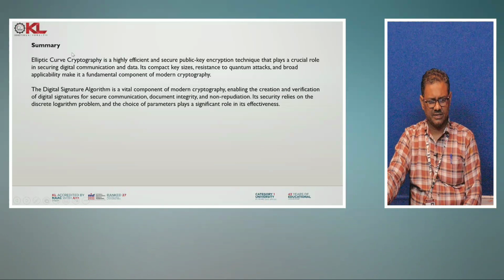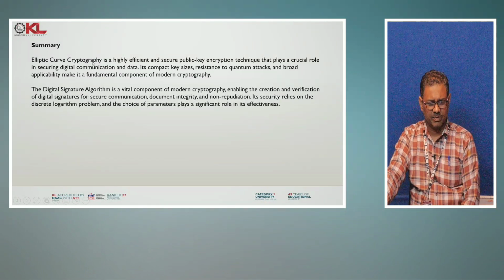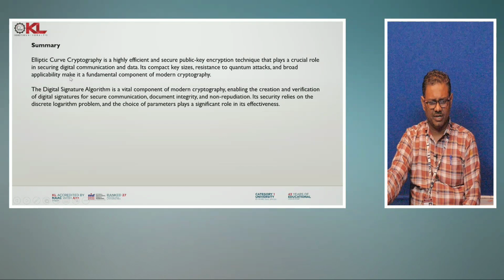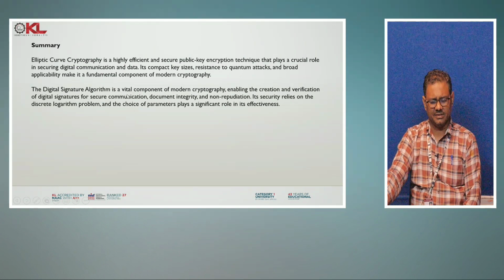Summary. Here also we are discussing two things: elliptic curve cryptography as well as the digital signature algorithm. In elliptic curve cryptography we use public key generation. So it is a very effective algorithm. It is resistant to quantum attacks as well as broadly applicable, making it a fundamental component of modern cryptography. Digital signatures are also from the same point of view. It is also a very good algorithm, but it is only for recognizing digital signatures, not for encryption.